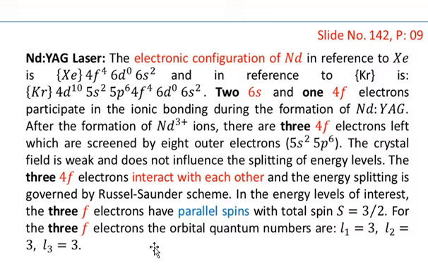For the 4f electrons, the orbital quantum numbers are: for the first f electron we have L1 equal to 3, for the second f electron L2 is equal to 3, and for the third f electron L3 is equal to 3. So L1 is equal to 3, L2 is equal to 3, L3 is equal to 3, corresponding to 3 f electrons.